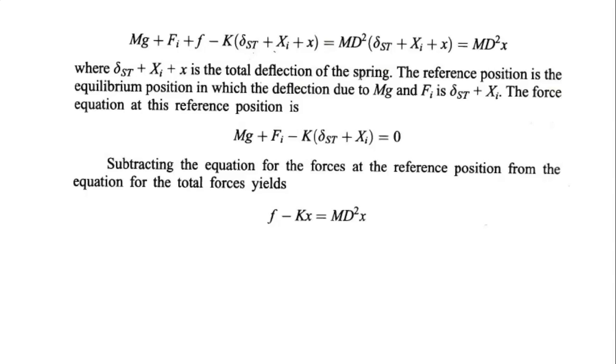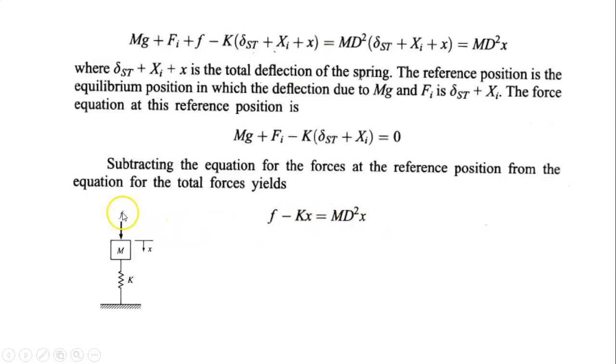The fourth equation at this reference position is mg plus Fi minus K into bracket delta St plus Xi is equal to 0. Therefore, subtracting the equation for the forces at the reference position from the equation for the total forces yields F minus Kx is equal to md square x. Therefore, consider again this diagram, how this equation came. F minus Kx is equal to md square x.